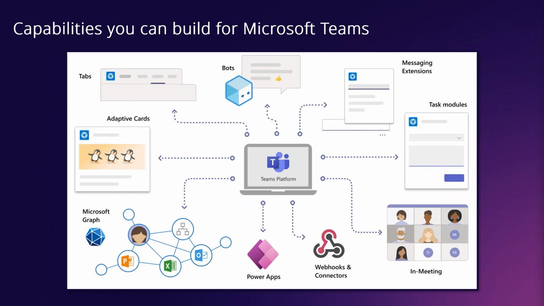There's a couple of different ways you can do that. If you want to embed some UI content, tabs is the right extension point for that. If you want to build something conversational, bots are the right way to do that. Or if you want to bring messages and interact with the chat surface, bots also can help you do that. Message extensions are a way for you to extend the chat compose window.